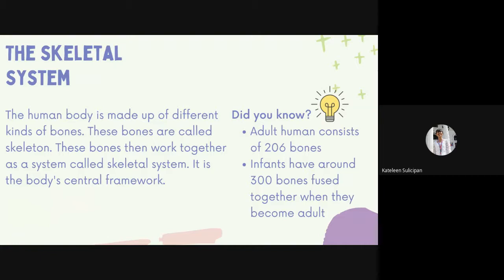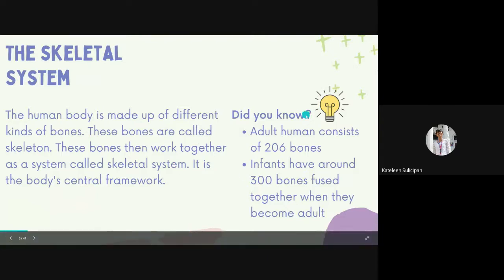The skeletal system. Bale, it says here na the human body is made up of different kinds of bones. These bones are called skeleton. These bones then work together as a system called skeletal system, and it is the body's central framework. So, basically, yung skeletal system is yung mga bones na nagwo-work together as a system. Yung mga bones natin inside the body are the skeletal system.